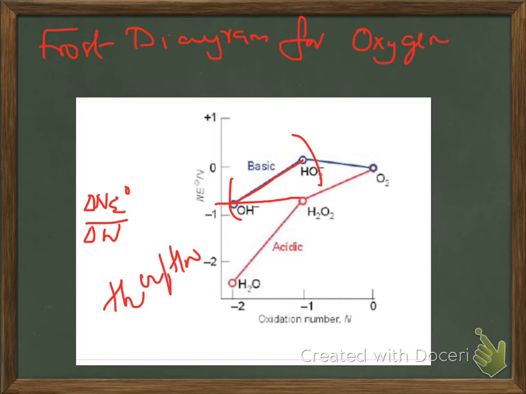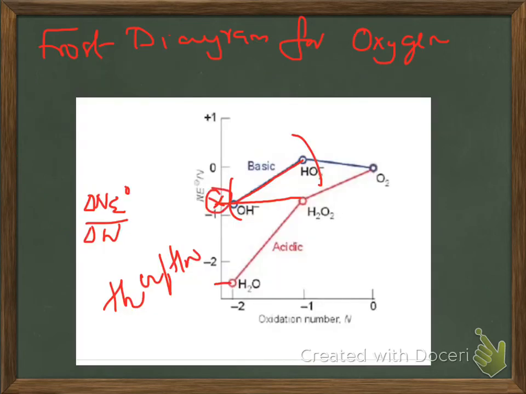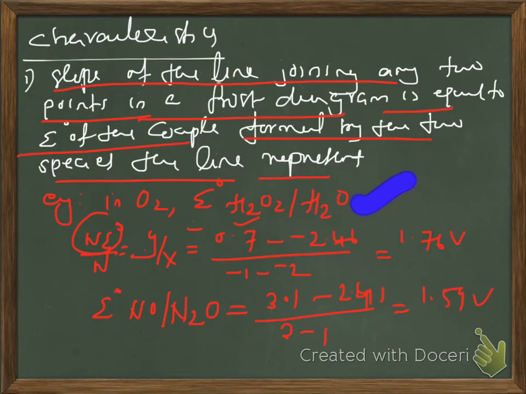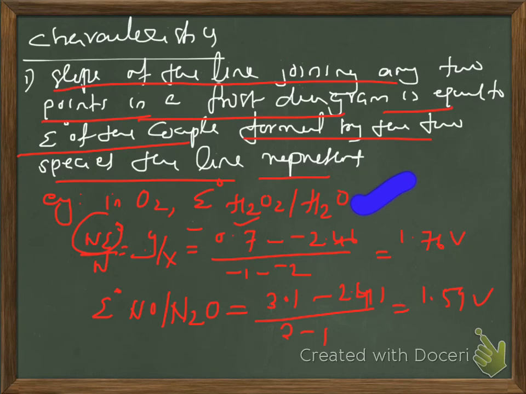E0 for H2O2 will be here. It is around minus 0.7, and for H2O it is minus 2.34, I think, minus 2.46. So for H2O2 it is minus 0.7, and for water this is the value, minus 2.46, divided by the change in oxidation number.